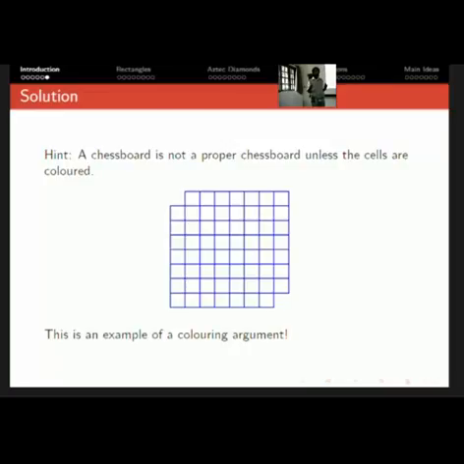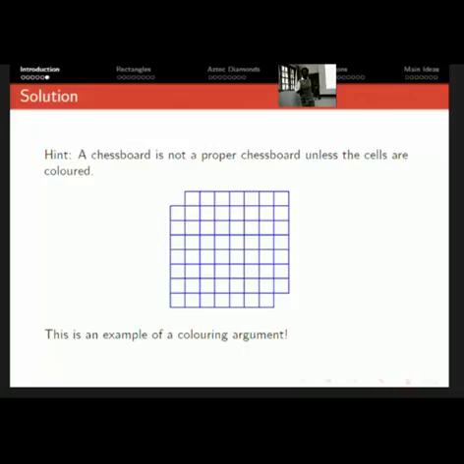But I have removed two black cells from a configuration which had the same number of white and black cells. So no matter how you tile, you'll end up at the end with two white cells, right? And two white cells cannot be tiled by dominoes. So this is an example of what is called a coloring argument. So there are more refined questions. So the answer is zero.